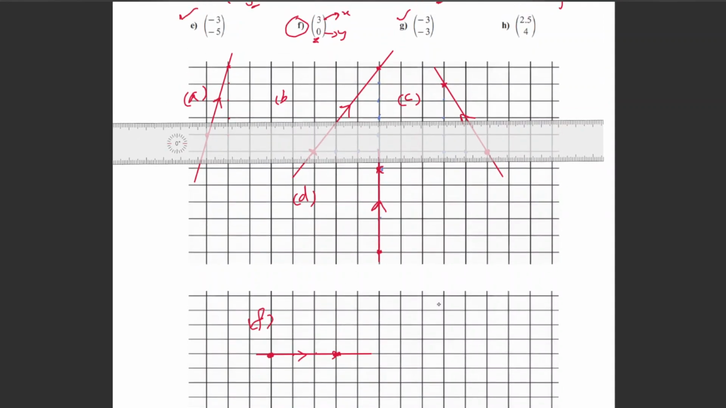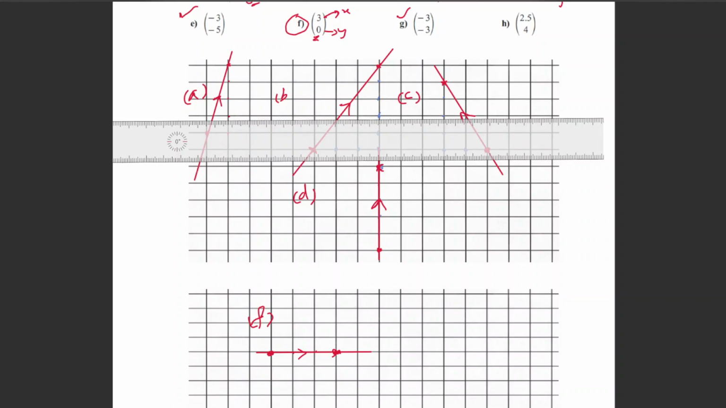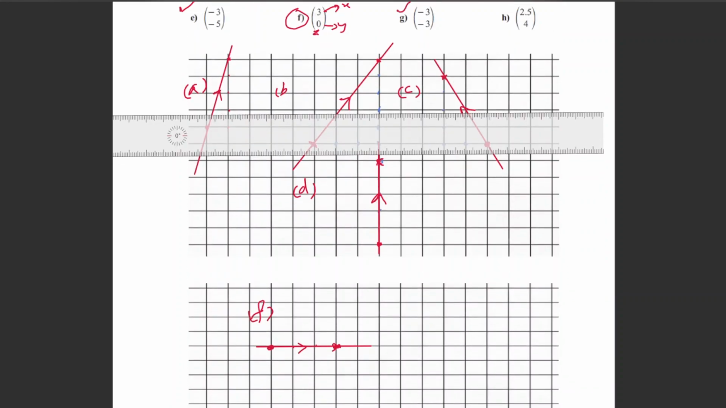H is 2.5 units towards the right side. Let's pick one point. Okay, let's say this is the point I'm taking, and from there I'm going 2.5 units towards the right side. 2.5 units means 2 boxes and half of the next box we have to take. So 1 box, 2 boxes, and here I have to take half a box exactly. This is the point, and from there I have to go 4 units above. 1, 2, 3, 4.